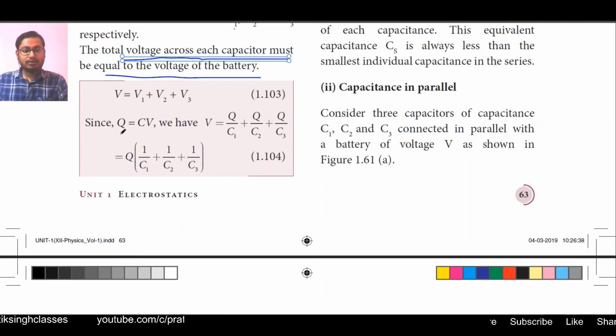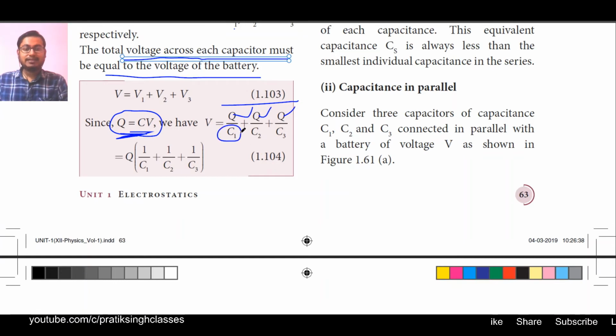Okay, we know very well from our previous video that Q is equal to C into V, so from here we can get that V is equal to Q by C. Just keeping in mind this equation, substitute the values of V1, V2 and V3 in equation 1.103, that is, total voltage is equal to Q by C1 plus Q by C2 plus Q by C3. Here the charges in all the capacitors are the same, but their capacitances are different.